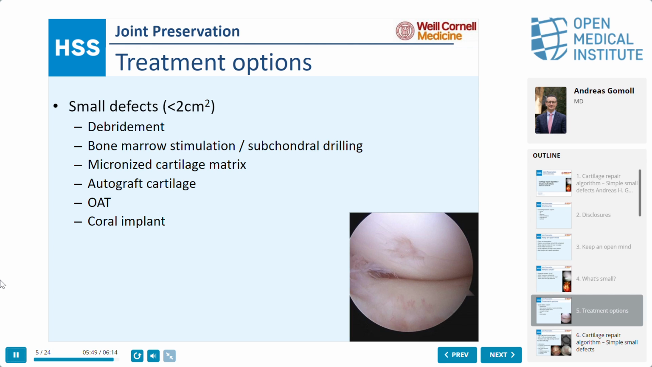And then the last one, similar to this micronized cartilage matrix, I don't know if it's available in your country, but this coral implant, it's called Cartiheal. It's an Israeli company. They did studies in Europe. In the US, it's on the market. They want to bring that to the rest of the world. So the reason I'm mentioning this is because you may actually see that in the next few years. But I'll talk in a little bit more detail on the next slides.